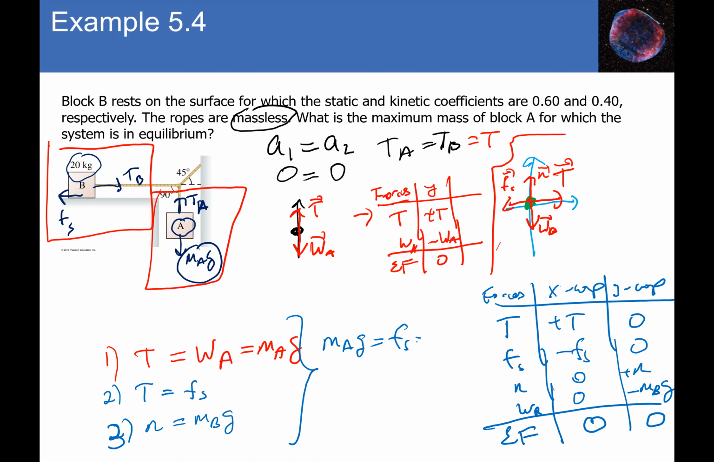But we also know that F of S equals mu S times normal force. But equation 3 tells me that normal force equals the weight of block B, so MBG. That means MAG equals mu S times normal force, which is then MBG. And then from here, all I have to do is this. I can see that I can cancel G from both sides.